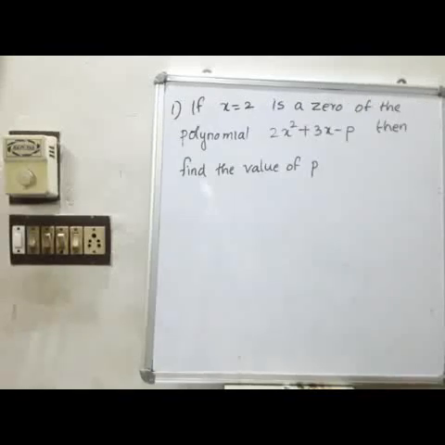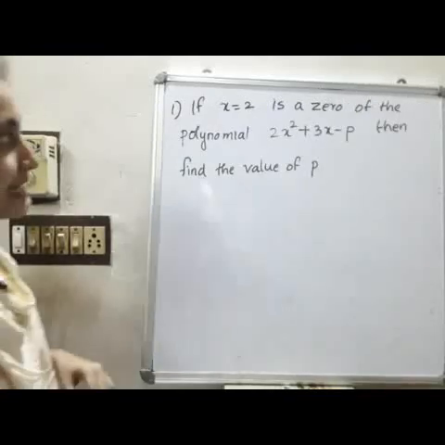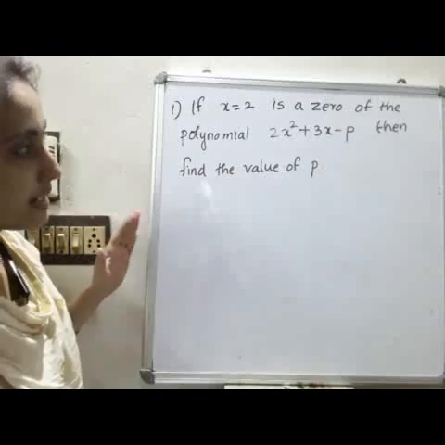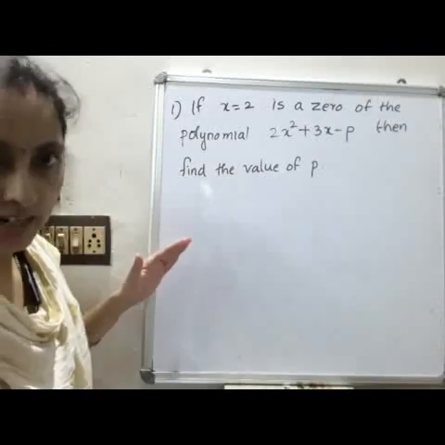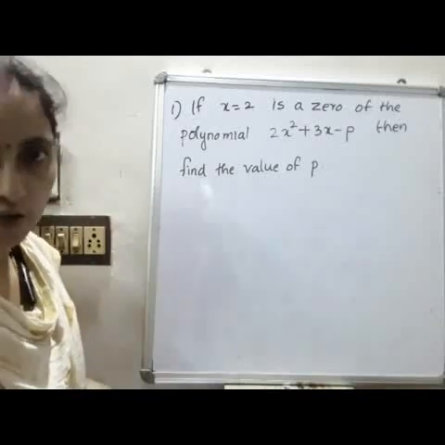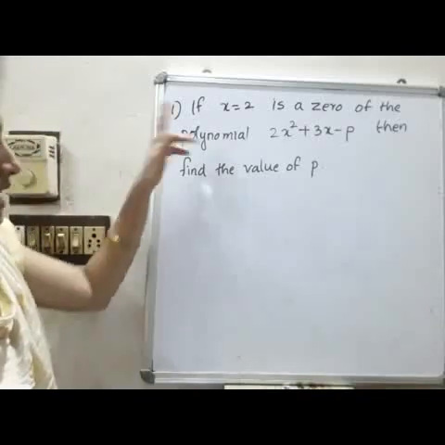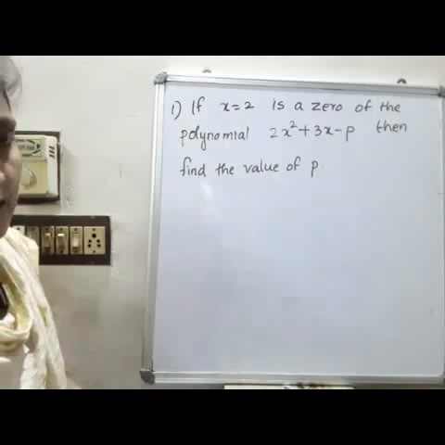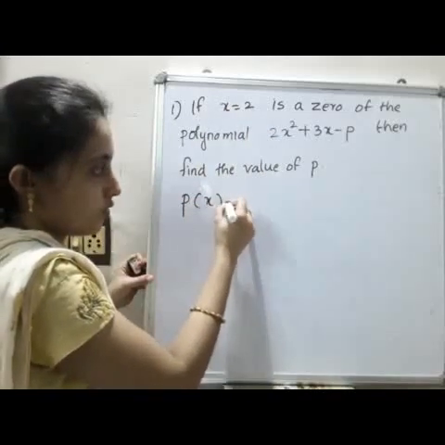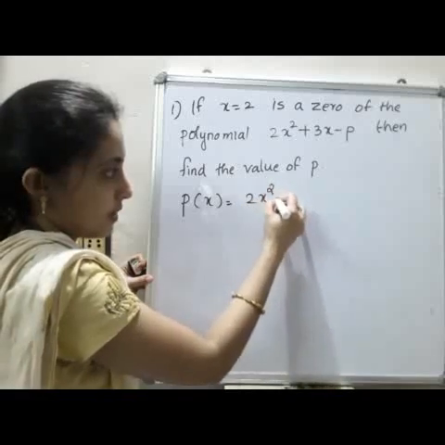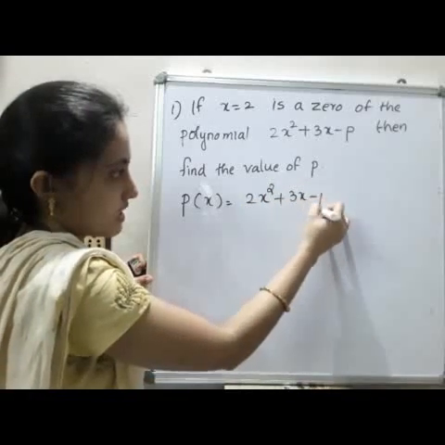The question is, if x is equal to 2 is a zero of the polynomial 2x square plus 3x minus p, then find the value of p. That is our question. We are given that x is equal to 2 is a zero of the polynomial. So first you have to write the polynomial. P of x is equal to 2x square plus 3x minus p.